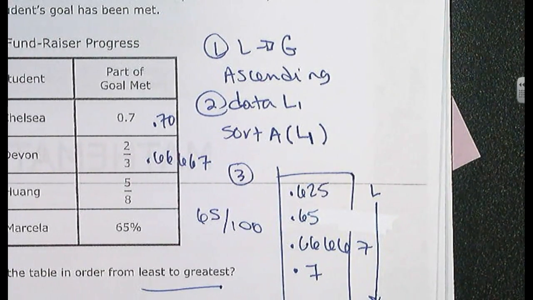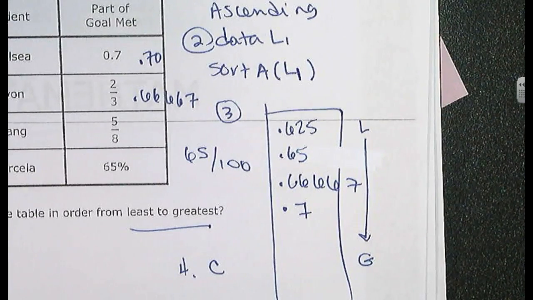Number 2, I'm going to put my data in list 1, and then I'm going to go back to stat, and you'll see the second one says sort A. You're going to put list 1 and close that parenthesis and push enter. It should say done. And then if you go back to your list, you'll see your list listed below. And I wrote number 3, the answers to that.